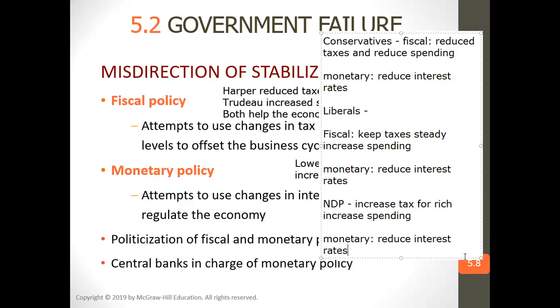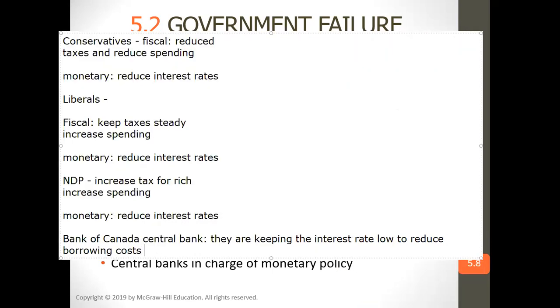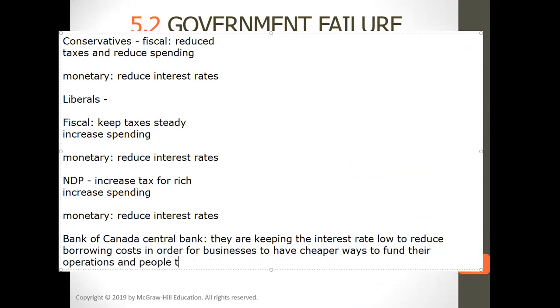So the central bank, the Bank of Canada, is keeping the interest rate low to reduce borrowing costs. And this is in order for businesses to have cheaper ways to fund their operations and people to get mortgages and loans. That's a good breakdown on that.